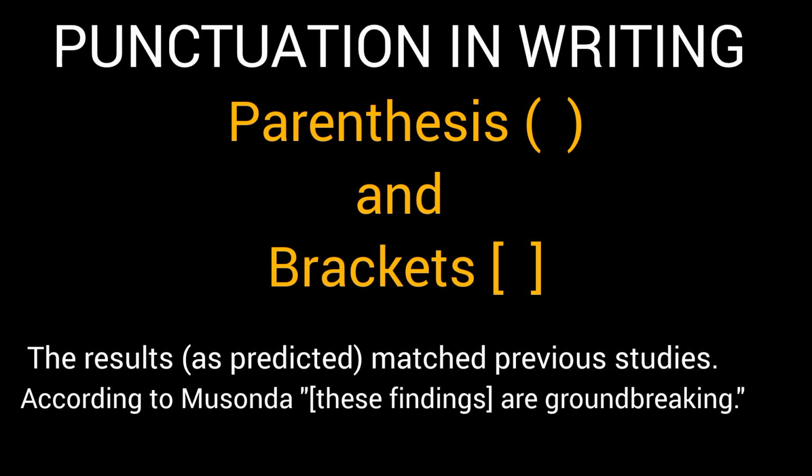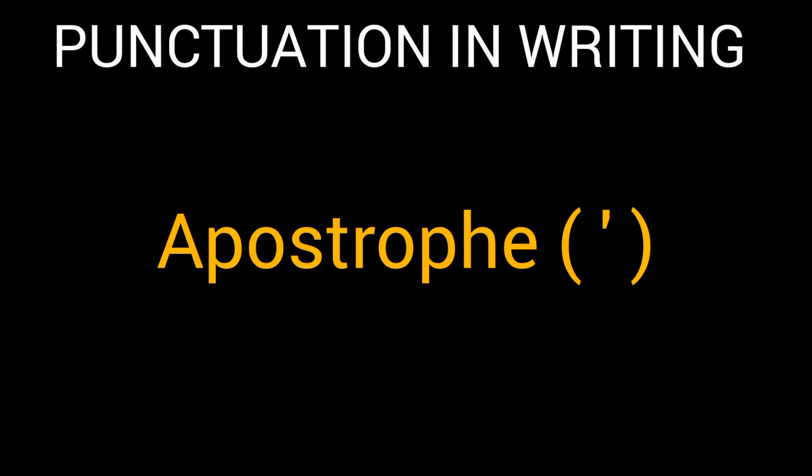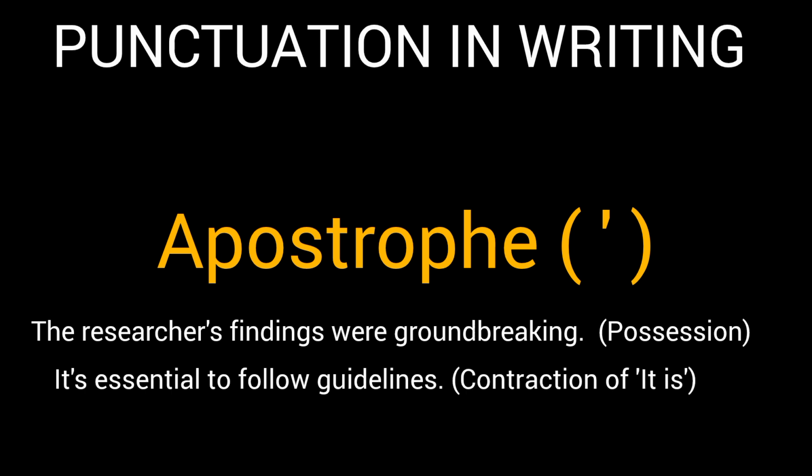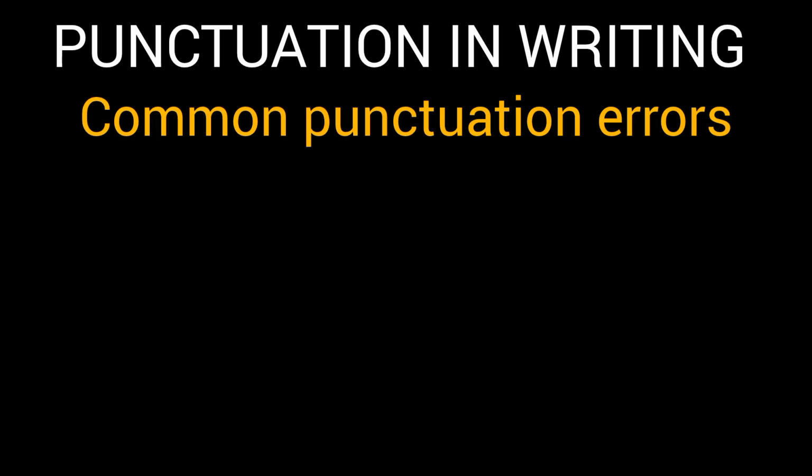The last and important punctuation mark for this talk is the apostrophe, which is used to show possession and contractions. Apostrophes often cause confusion among writers, and I have seen many students fail to use apostrophes. Here's an example: the researchers' findings were groundbreaking. It's essential to follow guidelines. Possession versus contraction for it is.